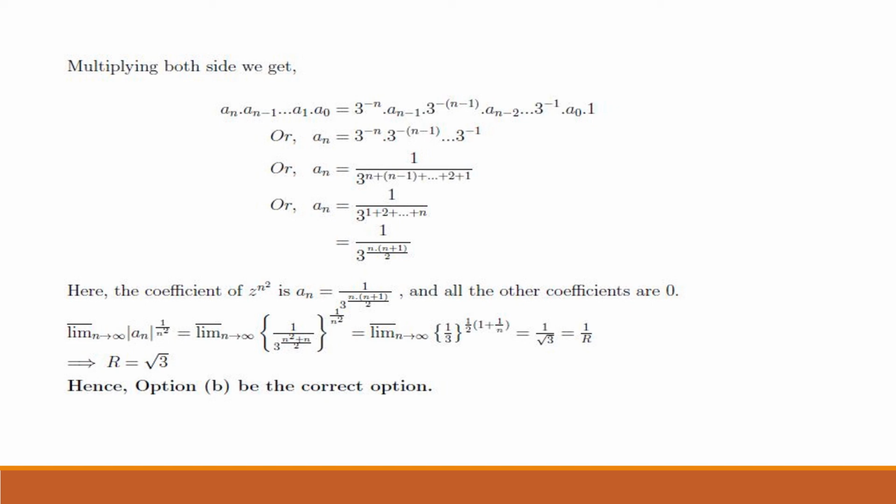So now put a n as 1 by 3 to the power n into (n plus 1) by 2. That will give the limit supremum as n goes to infinity of mod a n to the power 1 by n square equal to 1 by root 3. So r equals root 3 by the Cauchy-Hadamard theorem. So option B is the correct option. This is a single correct option. Okay, so option B is the correct option.